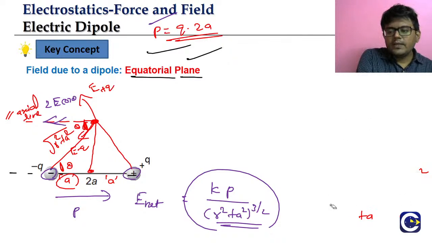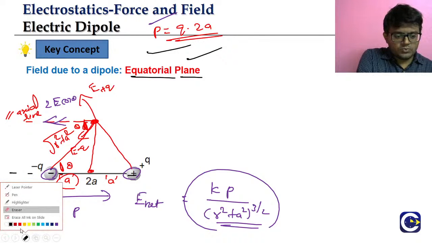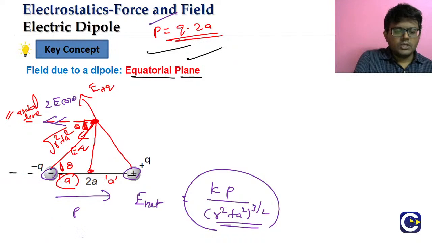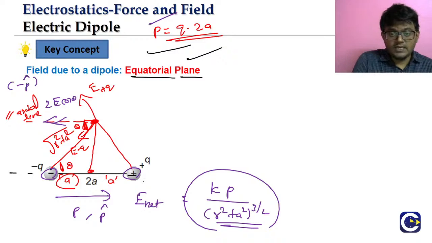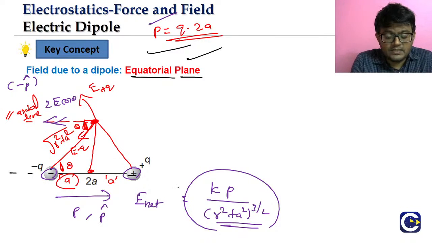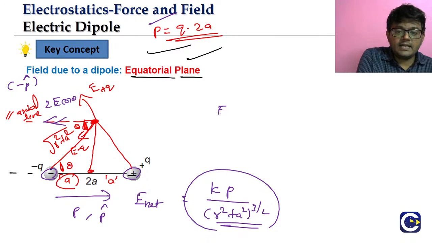Unit vector towards the right side means the dipole moment is towards the right side, which means the unit vector towards the right side will be p cap. What about the unit vector towards the left side? Minus p cap. Because towards the right side we take I cap, the left side will be minus I cap. Which means the net electric field can be written as what?